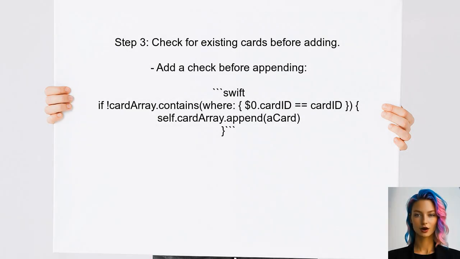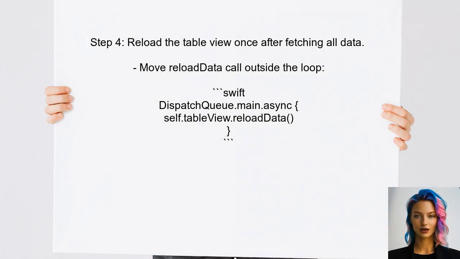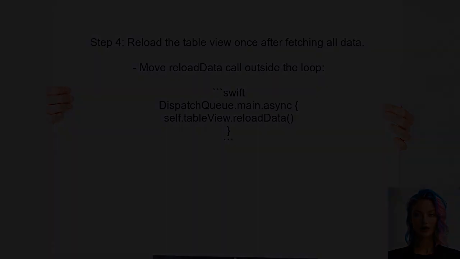Additionally, the user can implement a check to see if a card already exists in the array before adding it. This will further reduce the chances of duplicates appearing in the table view. Finally, the user should ensure that the table view is reloaded only once after all data has been fetched. This can improve performance and prevent flickering in the UI.